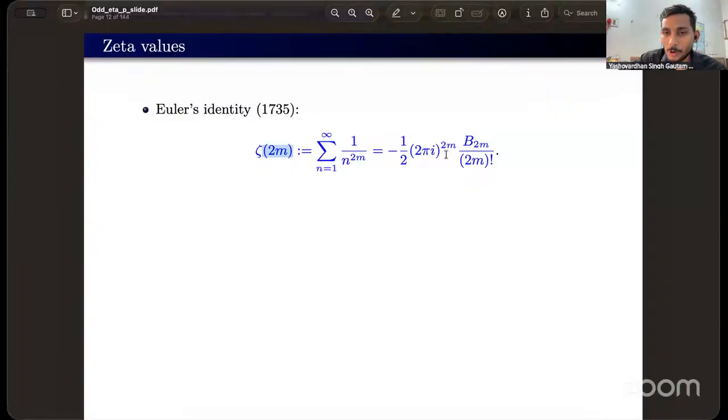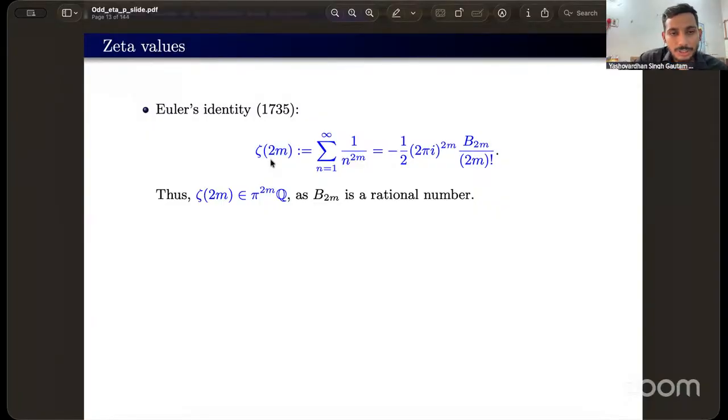If you observe this, except for pi to the power 2m, everything is rational. So we can say that the Riemann zeta function at positive even integers behaves as pi to the power 2m multiplied by a rational number. So we can say they are transcendental.